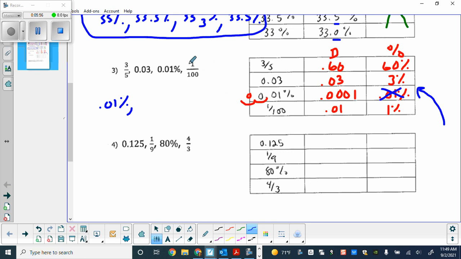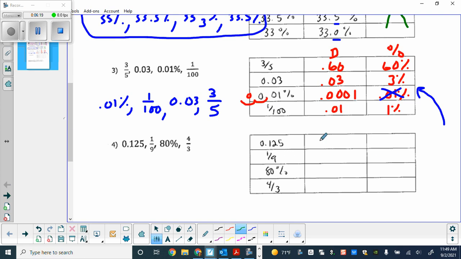Now we've got the 1%, so that was the 100th. Sweet. Now we've got the 3%, so my 300ths. And last but not least, that joke is never going to get old, we get the 3/5. That's the greatest number. So it's 0.01%, 1%, 3%, and 60%.